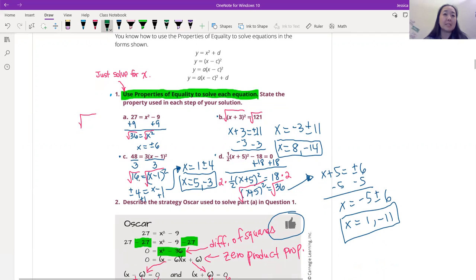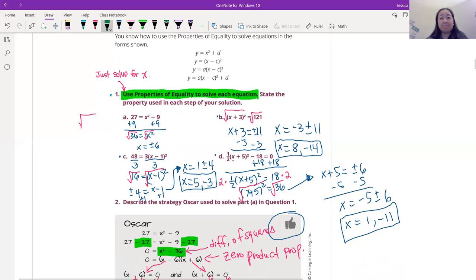40 divided by 3 is 16. And all we have left now is the x minus 1 squared. So now we're just back to where we were at B: square root both sides, and then add 1, right? And then we get 1 plus or minus 4, which is going to be 5 and -3, because 1 plus 4 is 5, and 1 minus 4 is -3. Get in the habit of writing that down.